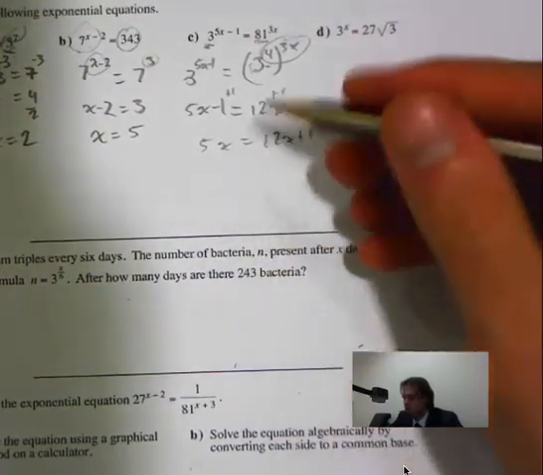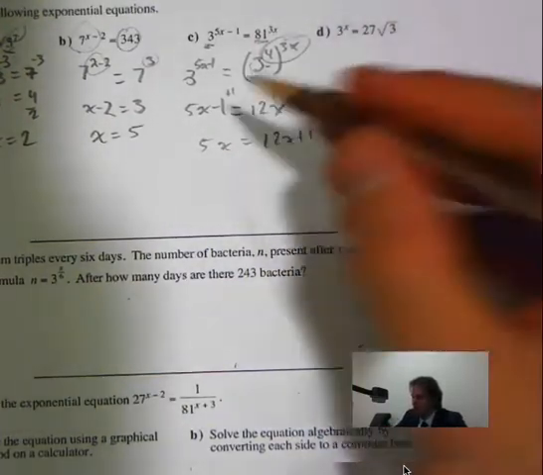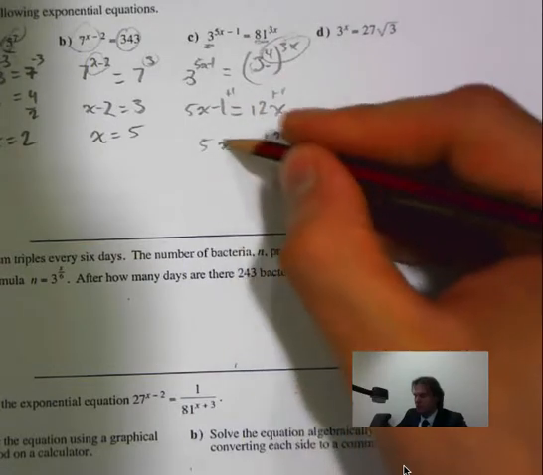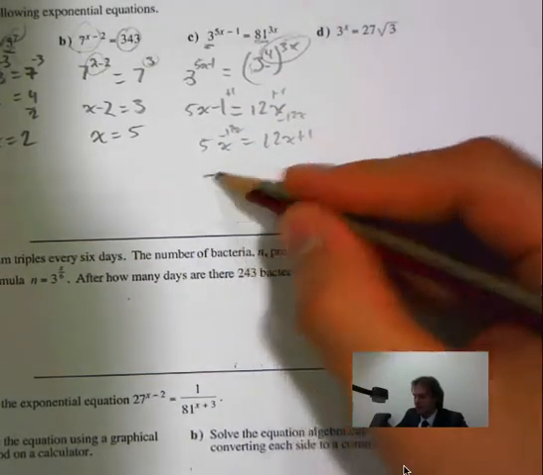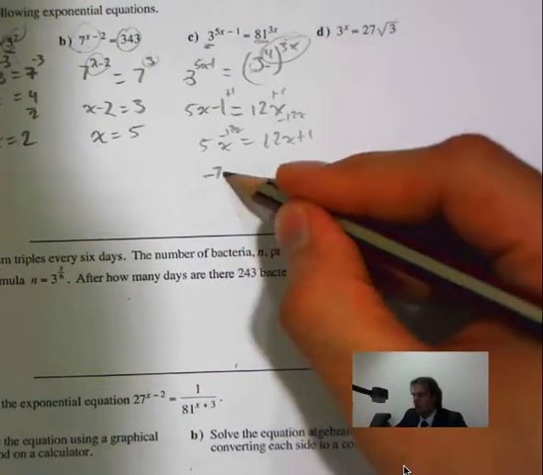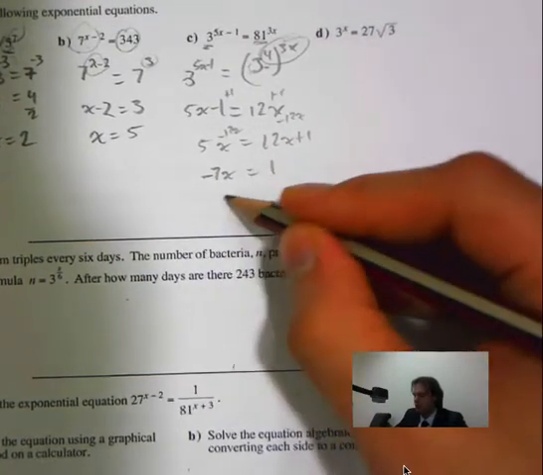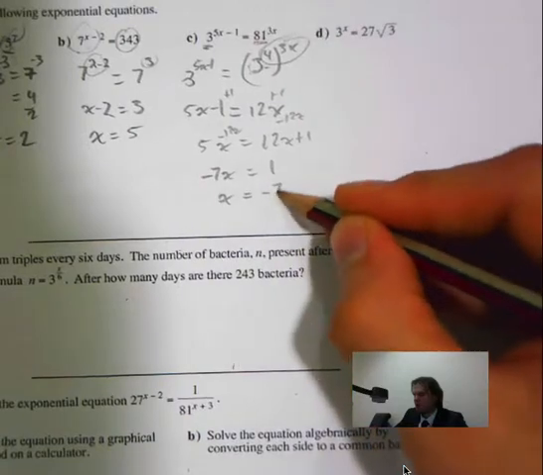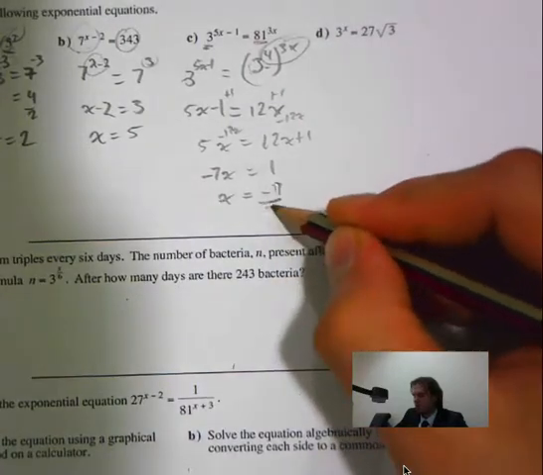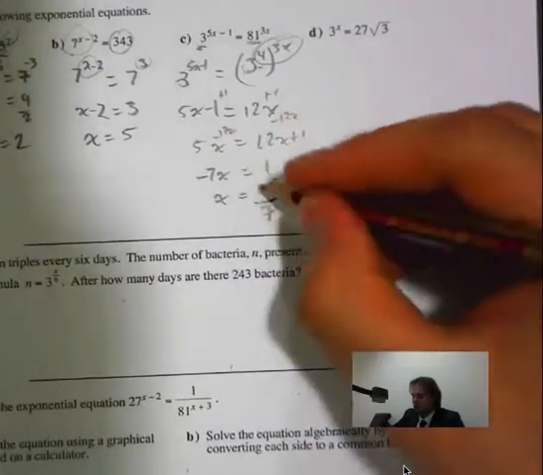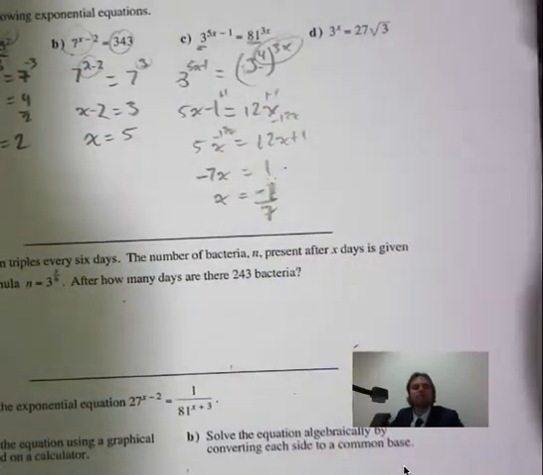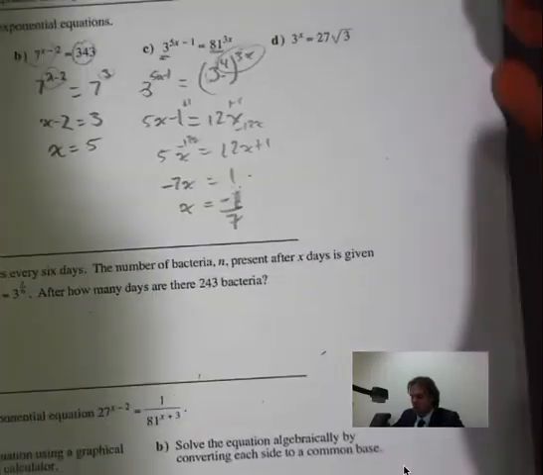So now I'm going to subtract 12x, subtract 12x. So I'm going to get negative 7x is equal to 1. So then x is equal to negative 1 over 7, because I divide both sides by negative 7. Okay? There we go. All right, D.